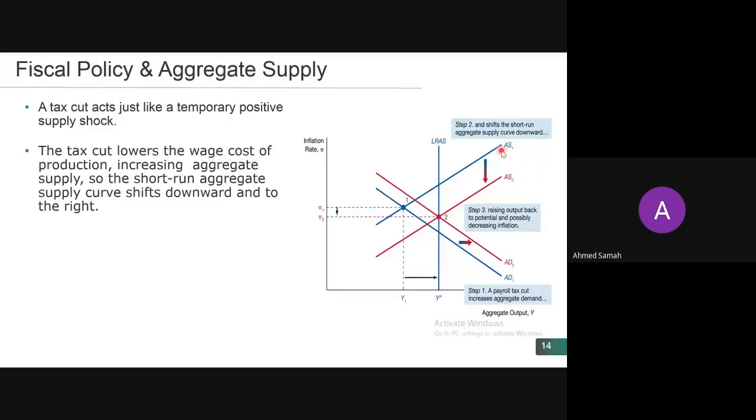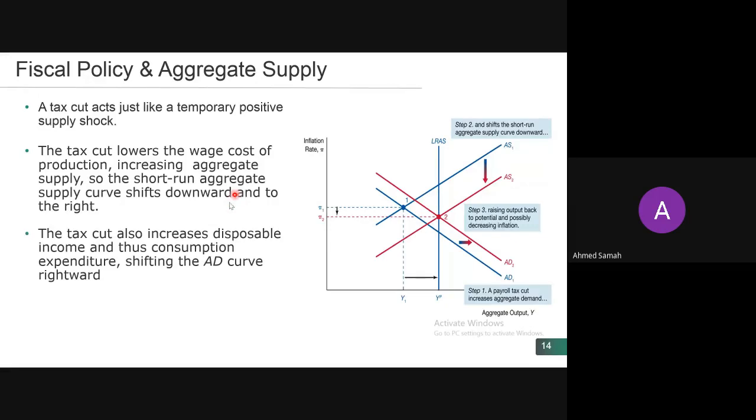So what happens is, let's say a payroll tax cut, it will increase the aggregate demand as well, that we can see here, through consumption and investments. Then it will also reduce the costs of the production process. Now businesses can produce more, so it will shift the aggregate supply curve to the right as well, so it will increase the potential GDP. The tax cut also increases disposable income, thus consumption, so aggregate demand is affected too.